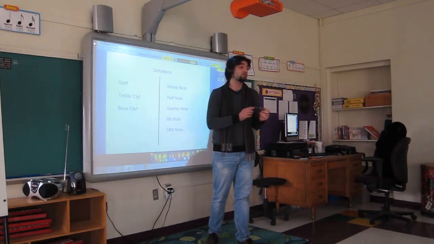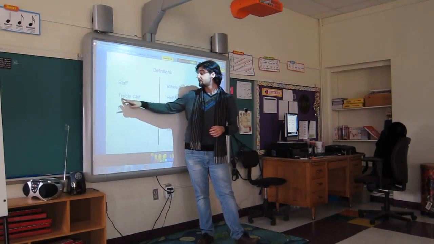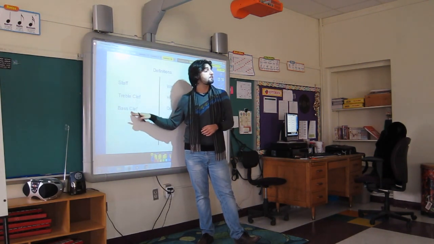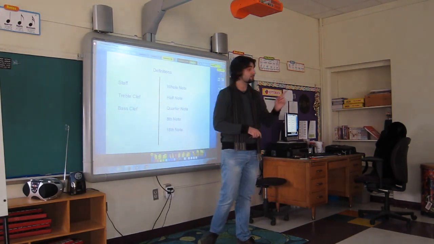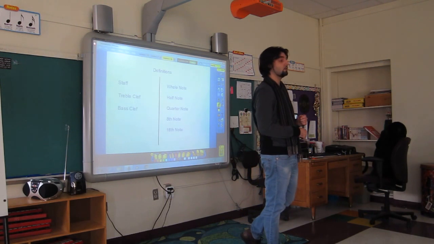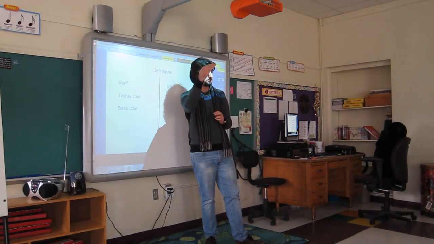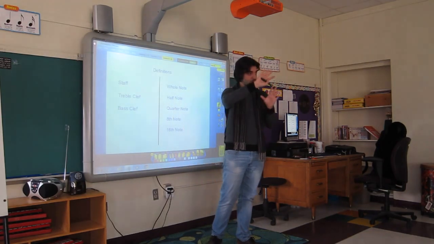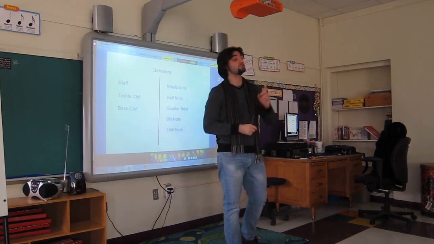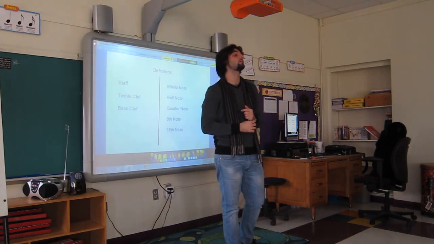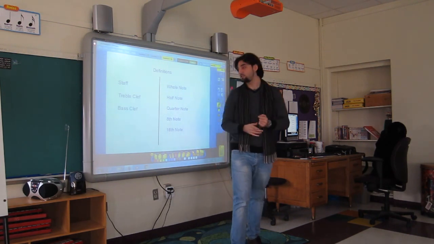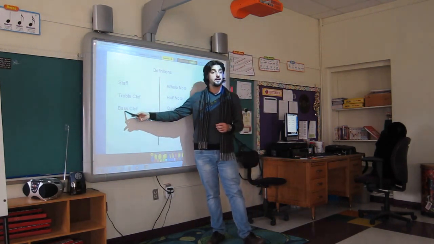Now today we're going to take a look at 2 types of clefs. The treble clef and the bass clef. Alright? So the treble clef is responsible for the higher pitched part of whatever we're reading. And the bass clef is responsible for the lower? The lower, absolutely. Hence the name bass.